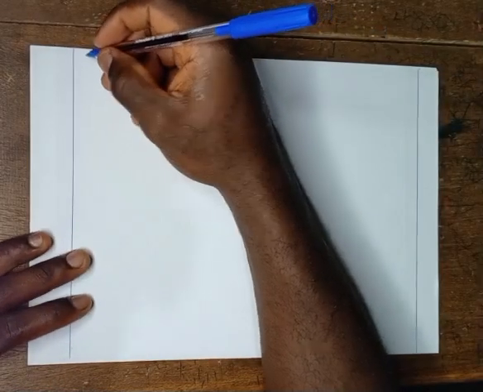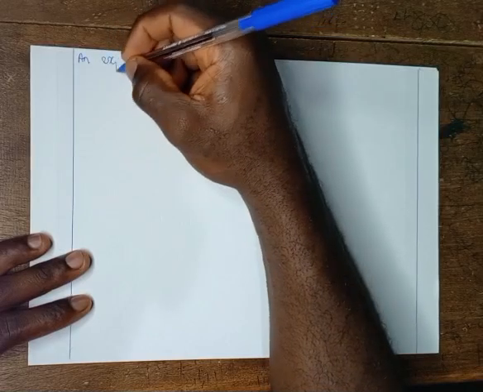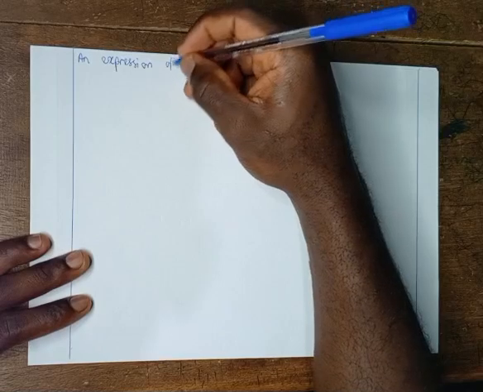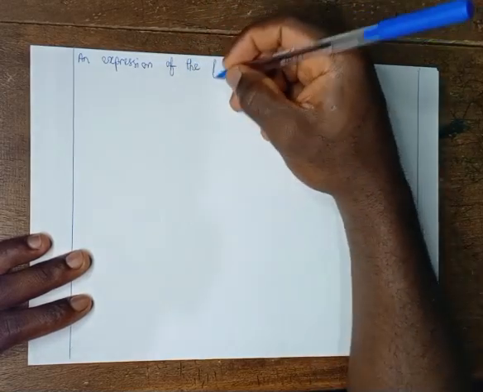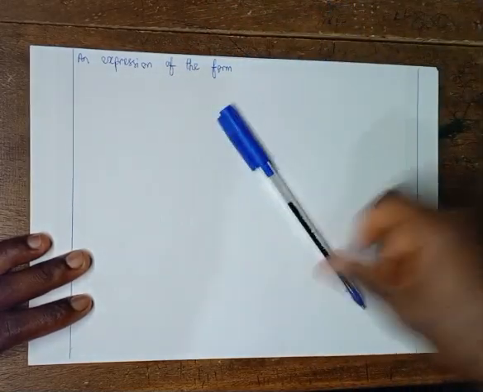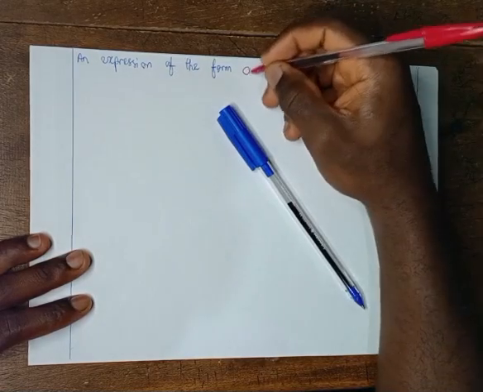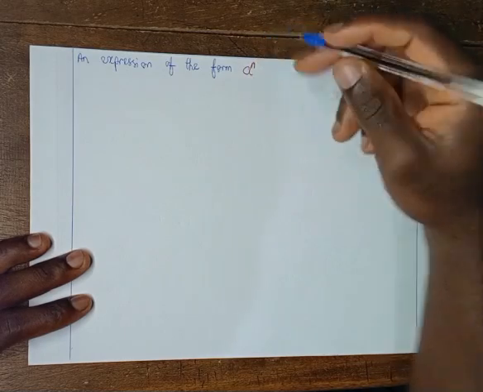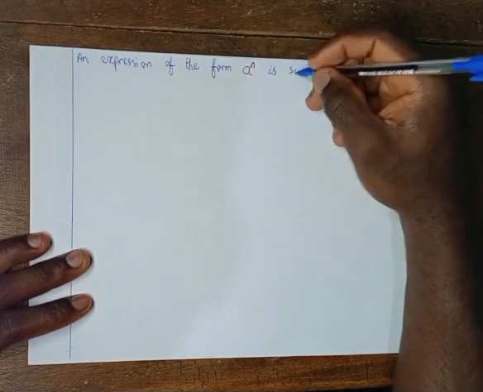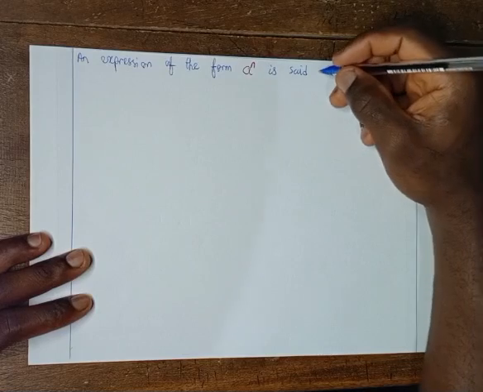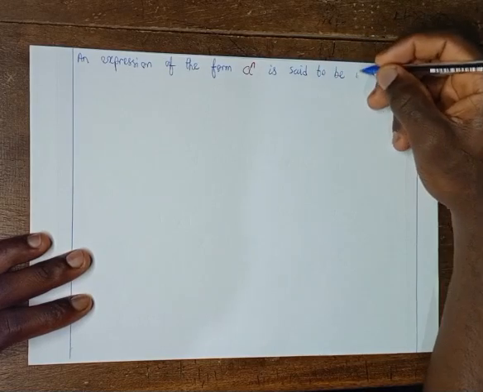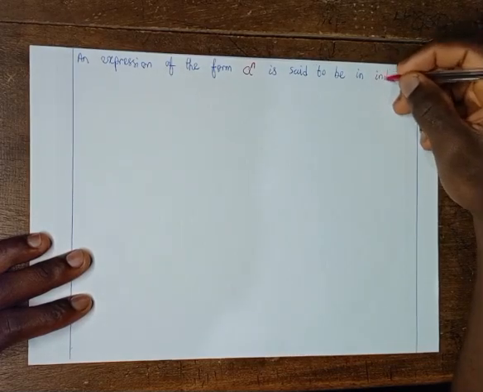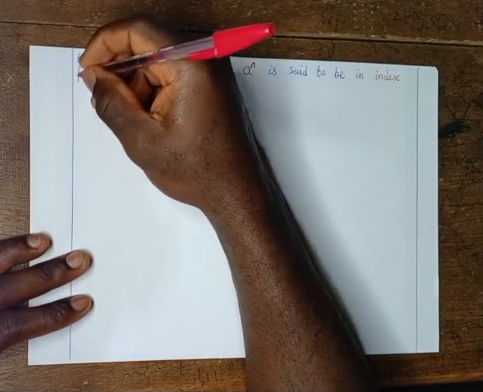An expression, let's take note of this, an expression of the form, alright, with the red pen, it is very important, e to the power n. That's how we read it. e to the power n is said to be in index form.